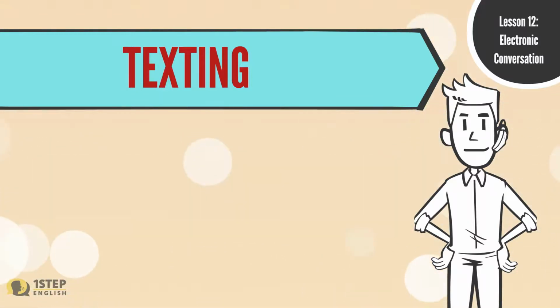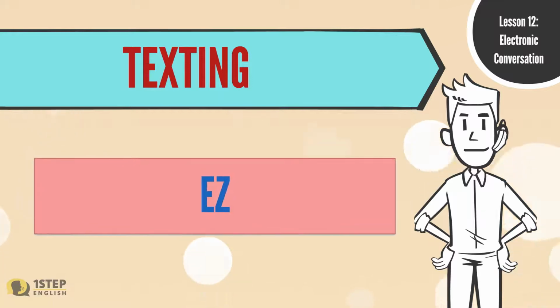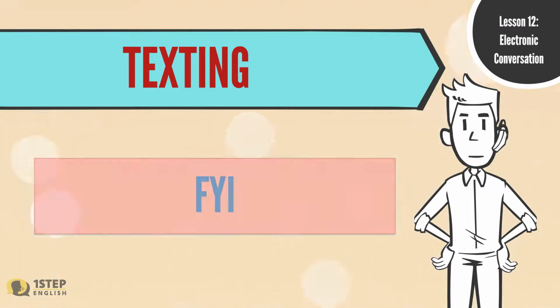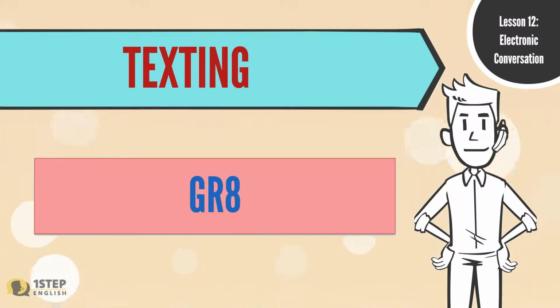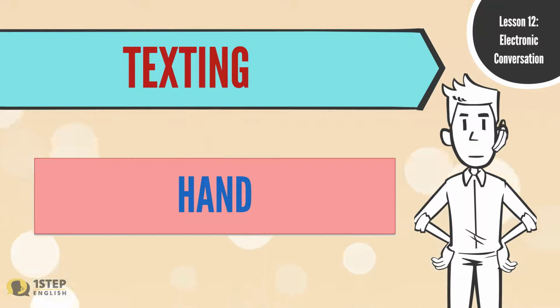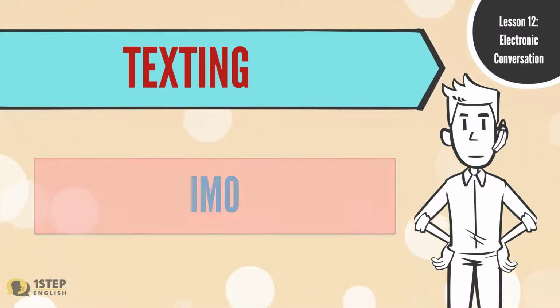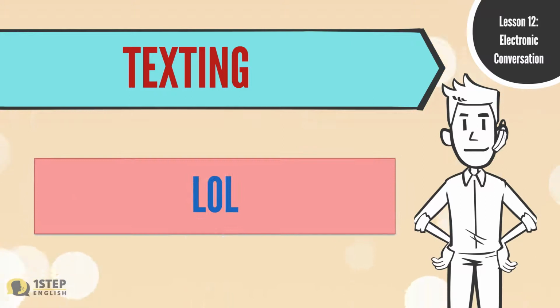Bring your own bottle. Chief Executive Officer. Do it yourself. Estimated time of arrival. Easy. Frequently asked questions. Friends. For sale by owner. For your information. Get a life. Get out. Great. Have a nice day. Instant messaging. In my opinion. In search of. Later. Laugh out loud.